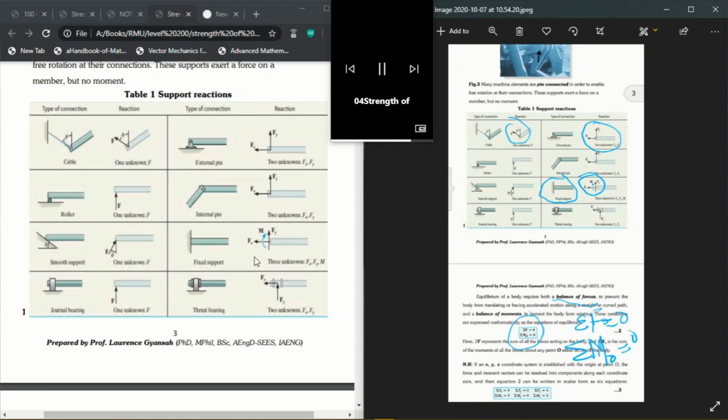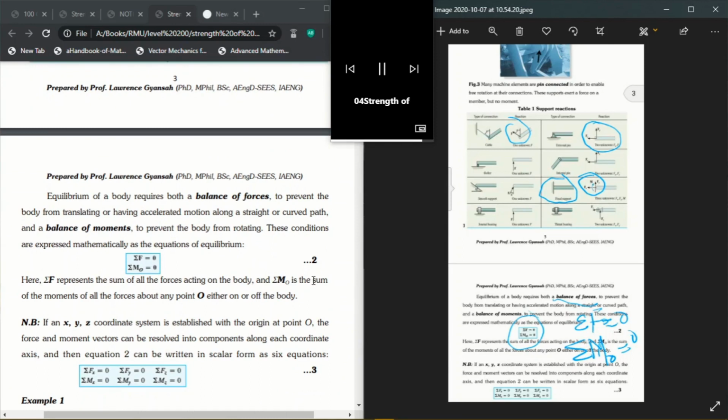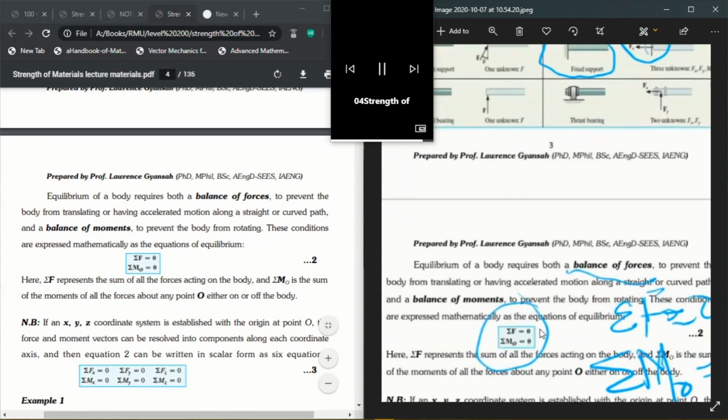And in a support system, there should be equilibrium in the system, of course. Equilibrium of a body requires both a balance of forces, to prevent the body from translating or from having accelerated motion along a straight or curved path, and of course a balance of moment. We have first of all a balance of forces, along the X and Y directions and so on, and then we also need a balance of moment. These equations are called equations of equilibrium, shown in equation 2 of page 4 of the lecture material.